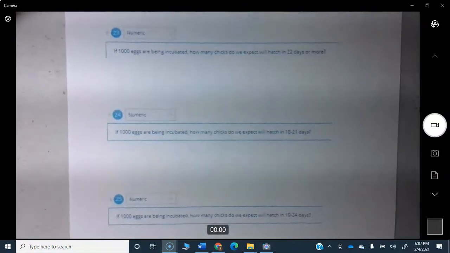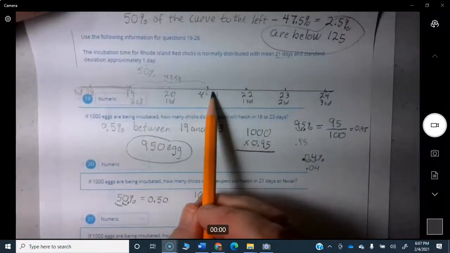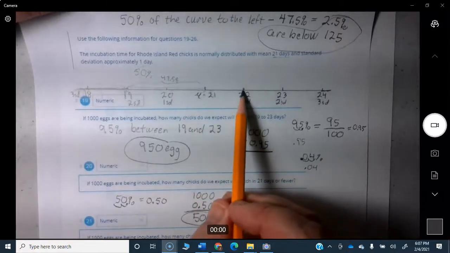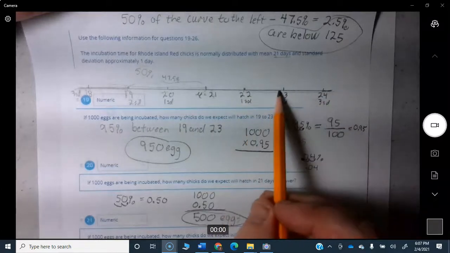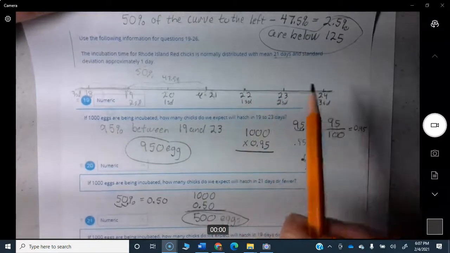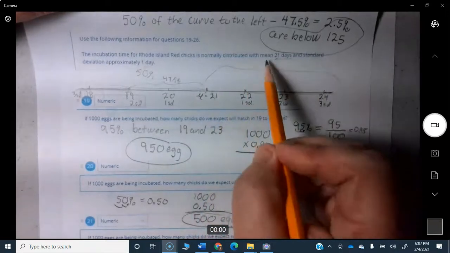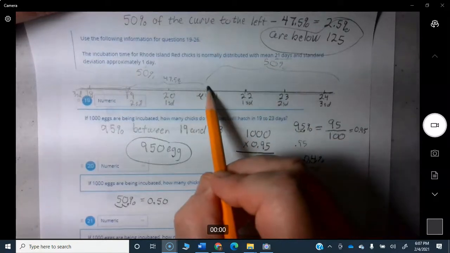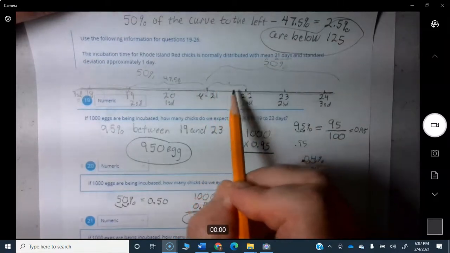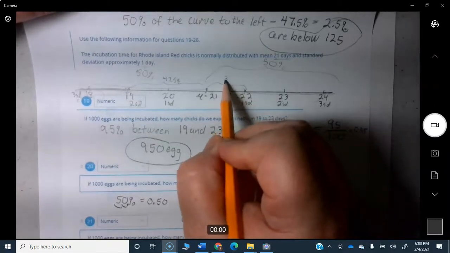Okay, there we go. How many will be expected to hatch in 22 days or more? So come on back here. So there's 21. There's 22. So they want to know more than 22 days. 22 or more. That's this area over here. Greater than 22. So again, half of the curve is above the mean. That's 50%. And this portion in here up to 22 days is 1 standard deviation. And we've seen many times before that's 34%.